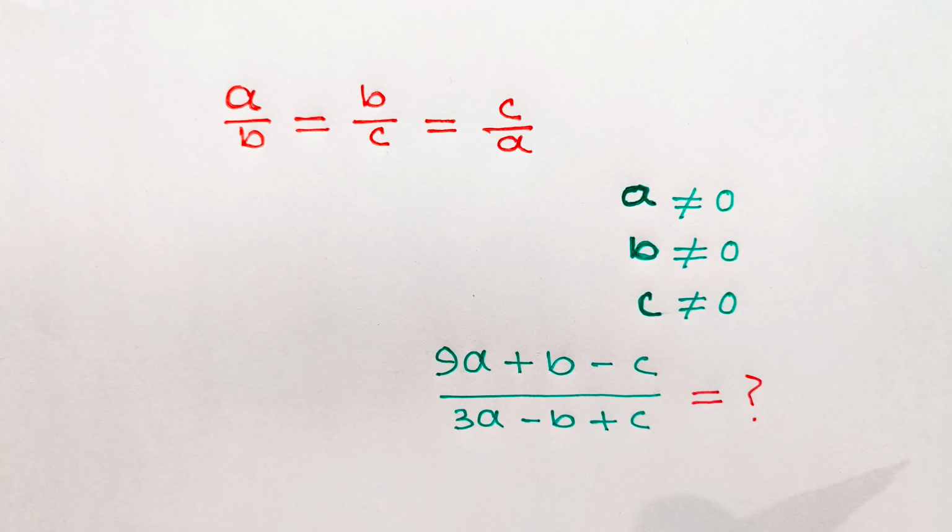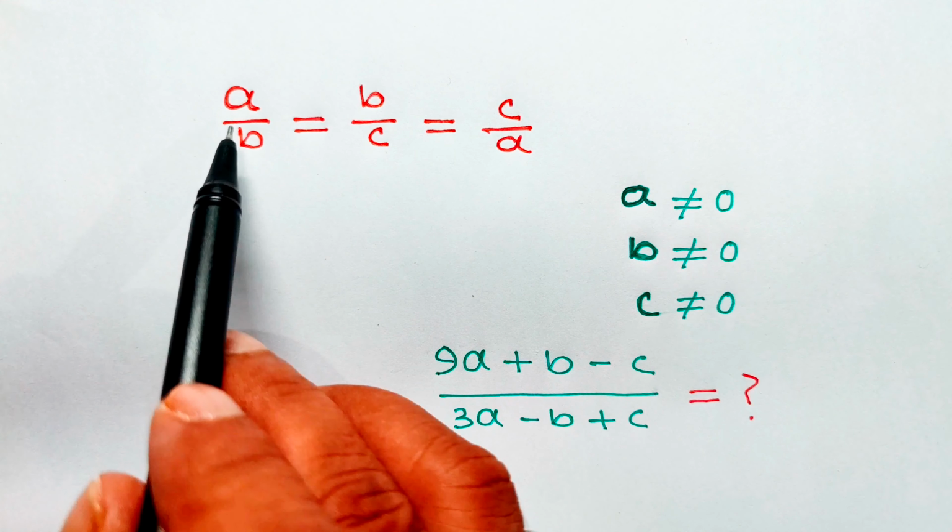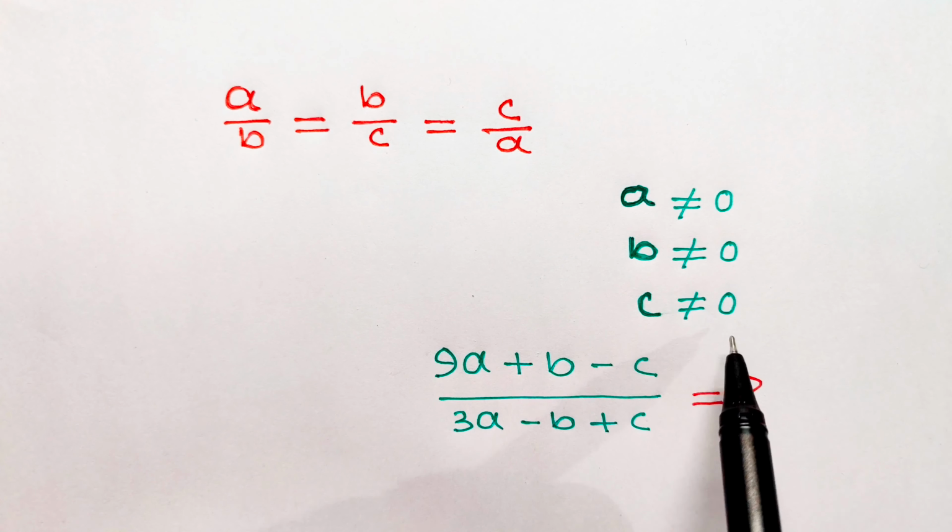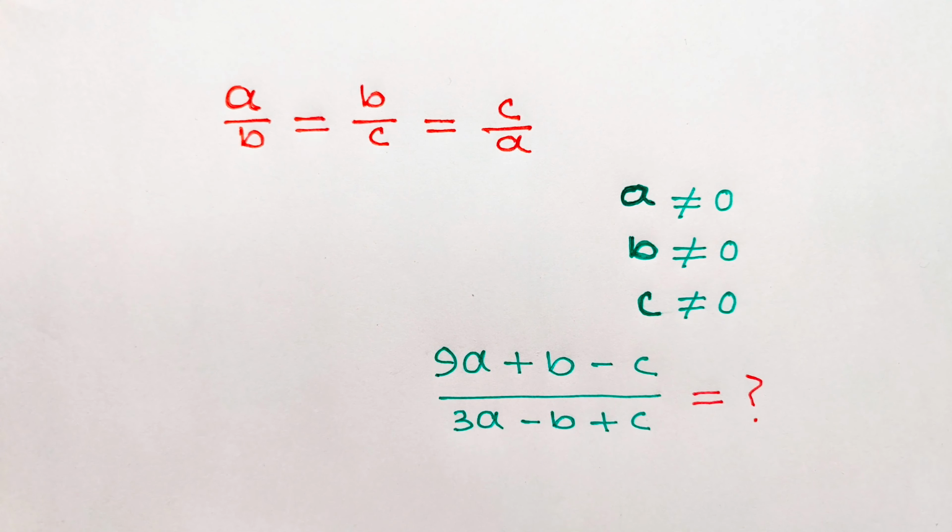Hello everyone, in this video we have been given A divided by B equal B divided by C equal C divided by A, not equal to 0, B not equal to 0, C not equal to 0. Now we are going to find the value of 9A plus B minus C divided by 3A minus B plus C.